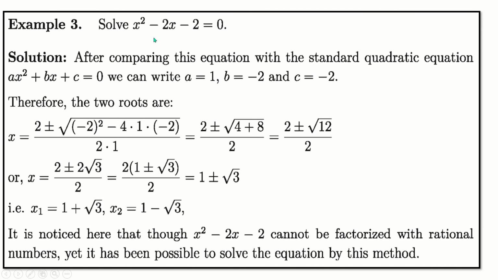Number 3, solve x² − 2x − 2. Very easy lesson. Okay, you just have to remember the formula of a quadratic equation, ax² + bx + c. Always compare with this. That means here a equals 1, b equals −2 and c equals −2. Therefore the two roots are x = 2 plus minus square root over (−2) whole square minus 4 into 1 into −2. That means b² − 4ac.